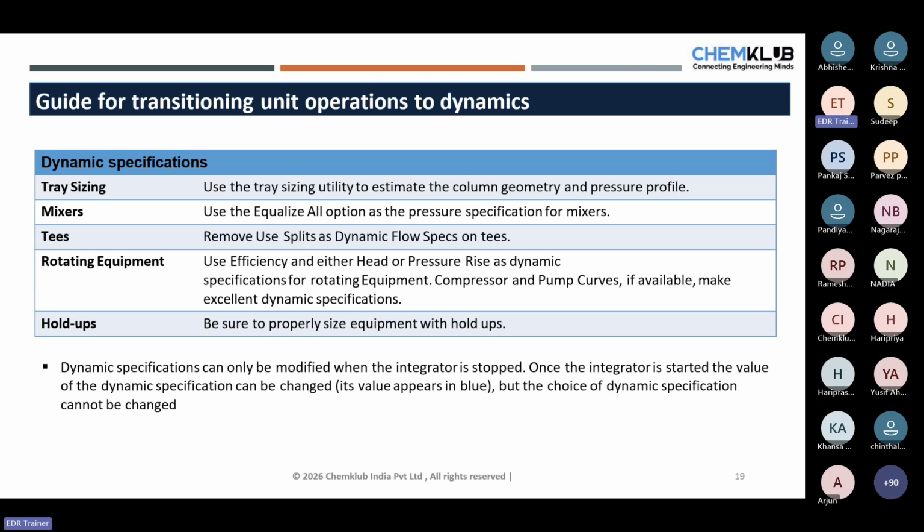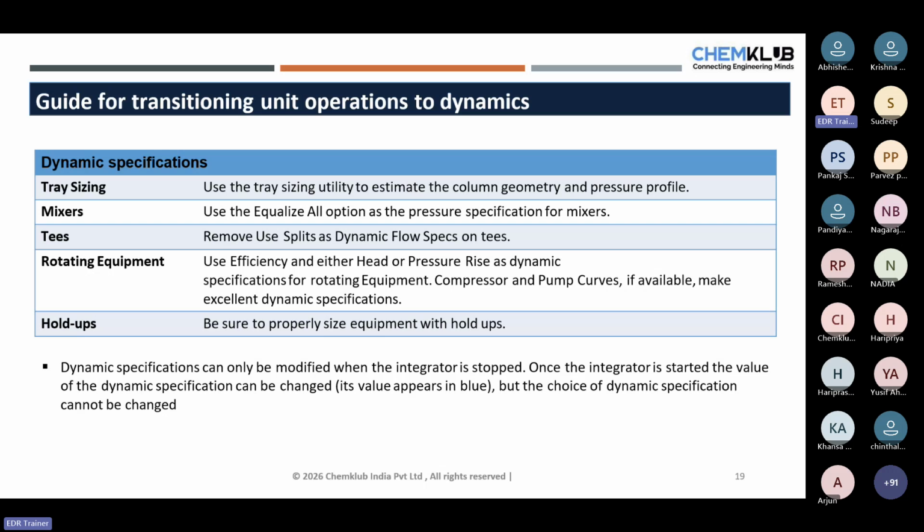Continuing on that, the tray sizing utility to estimate the column geometry and pressure profile. If you are working on a column dynamic simulation, the tray sizing utility within HYSYS can be used to represent the actual performance of the column hydraulics within the system, and then you can actually see the performance for the dynamic simulation. The mixers again, they use the equalize all option as the pressure specification for the mixer.